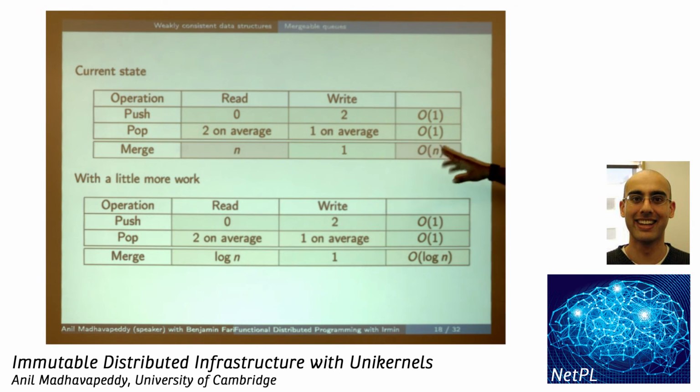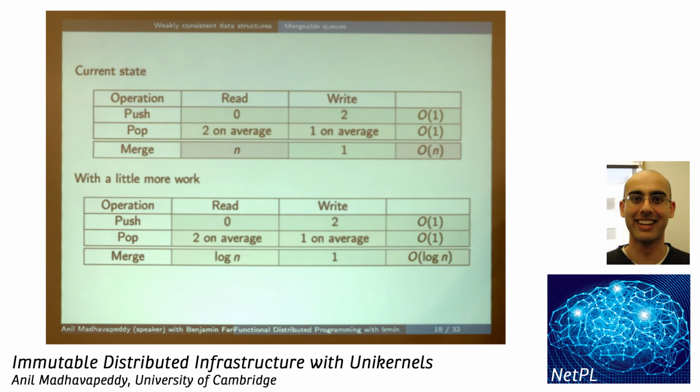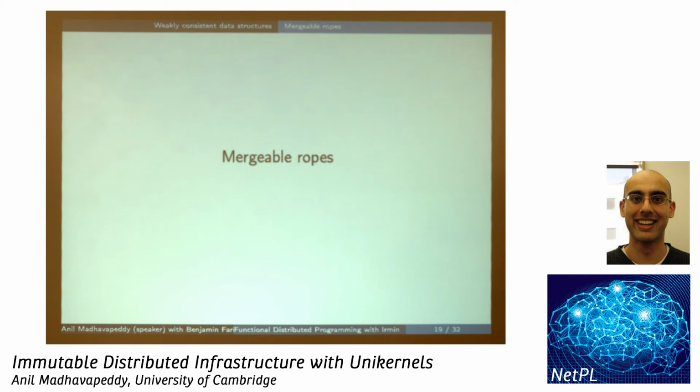In the case of Irmin, the merge operation is currently linear on the number of nodes, but with a bit more cunningness, we're making that log n. So it's simply an algorithms problem at this point, trying to figure out how to traverse the graphs and so on and so forth. So a second one, a very quick one, is mergeable ropes.